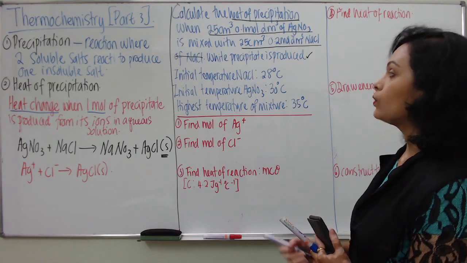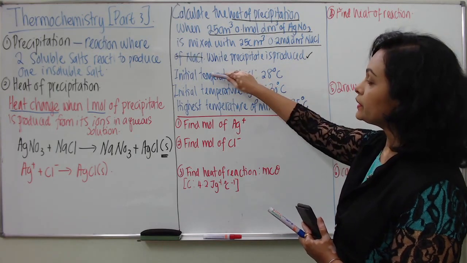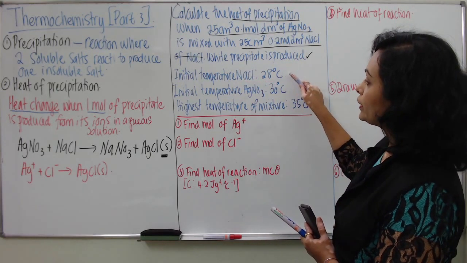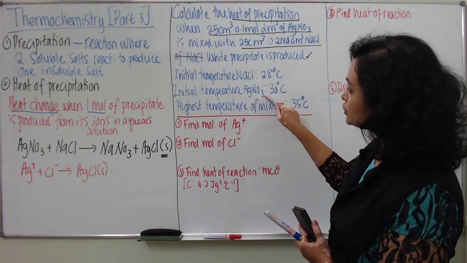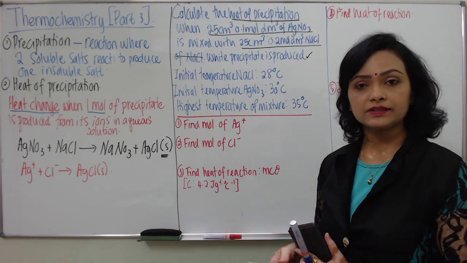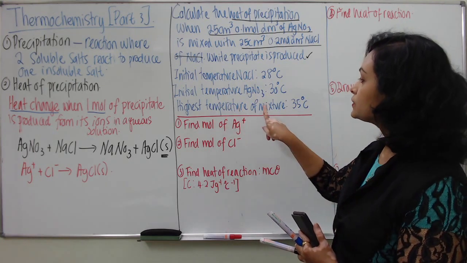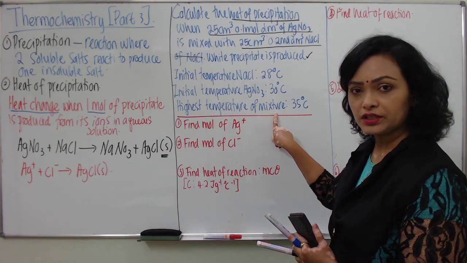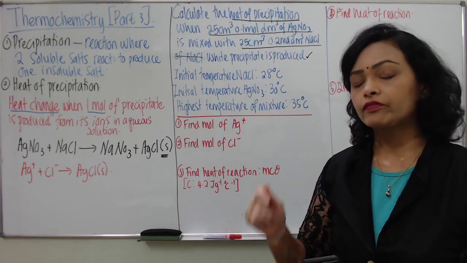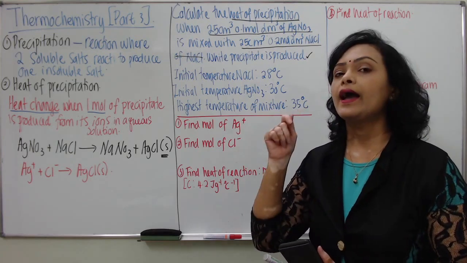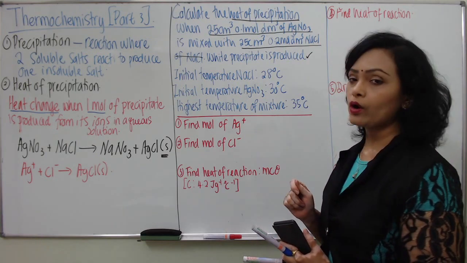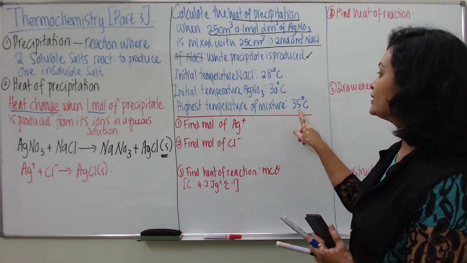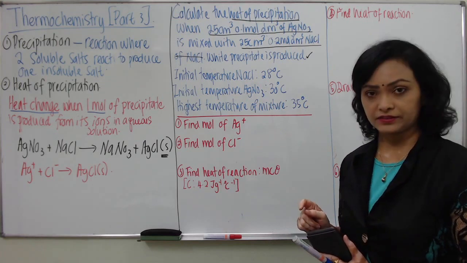Alright. Now, the information is given. Initial temperature of sodium chloride is 28 degrees Celsius. Initial temperature of argentum nitrate is 30 degrees Celsius. And the highest temperature of the mixture. This means you have to mix sodium chloride and argentum nitrate. So the highest temperature recorded for this mixture is 35 degrees Celsius.